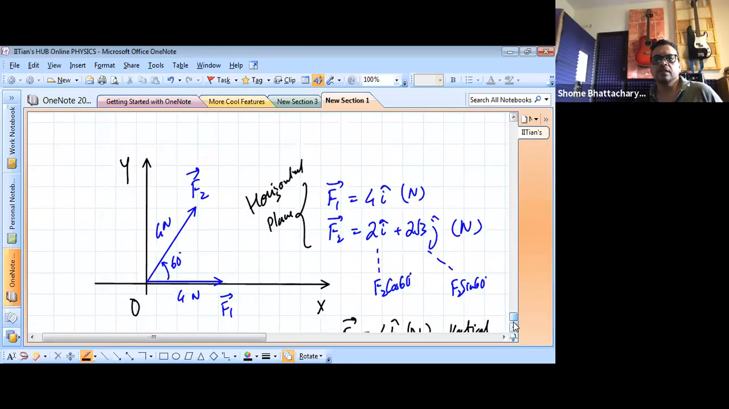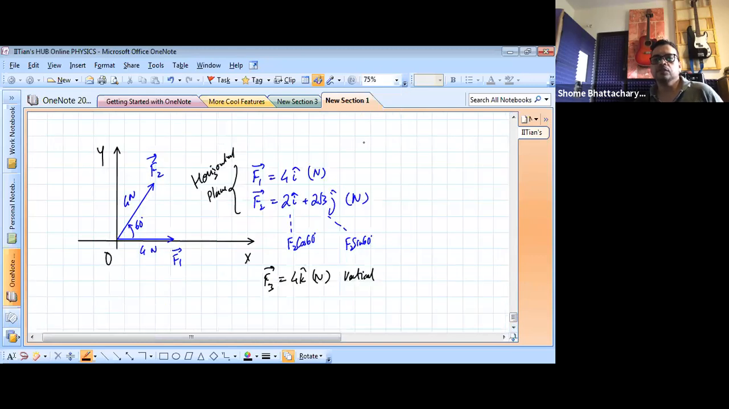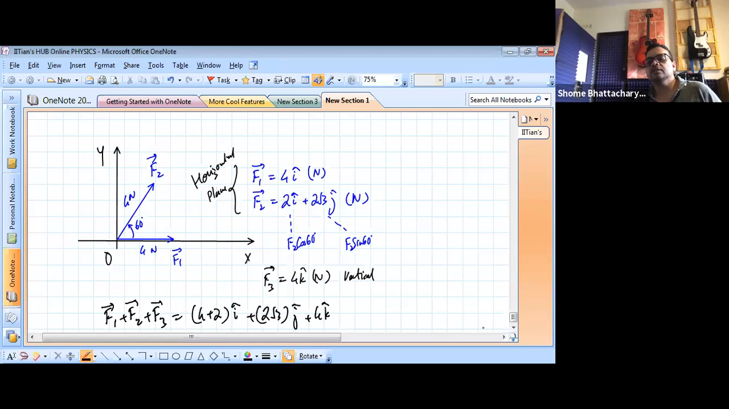So now we can see that these are my vectors in component form. So F1 plus F2 plus F3, the vector sum क्या हो जाएगा? 4 plus 2 along the x-axis, then 2 root 3 along the y-axis, and again 4 along the z-axis.